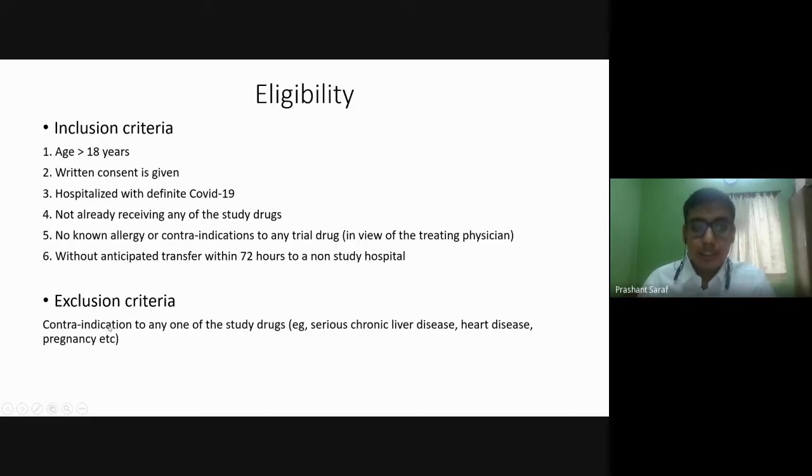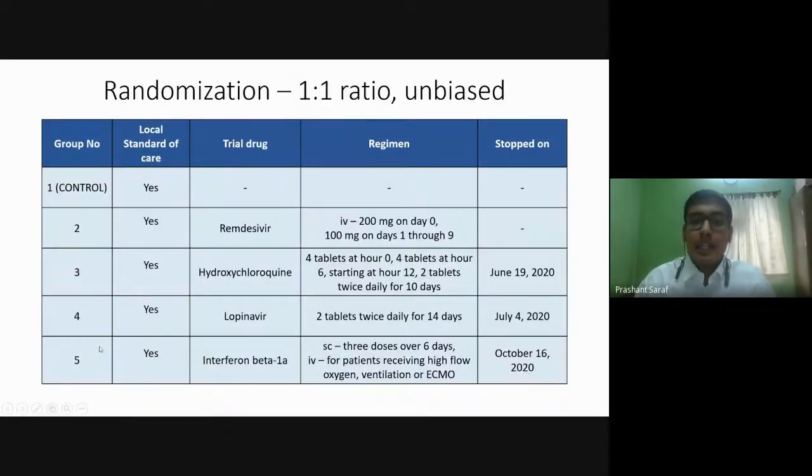The exclusion criteria: if there is any contraindication to any one of the study drugs, for example, chronic liver disease or heart disease or pregnancy, etc. Then coming to randomization, the randomization was 1:1. That means for every one patient who was allotted to any of the trial drugs, one patient was allotted to the control group. And this was unbiased. Unbiased means, as this trial was conducted over 6 geographical WHO regions involving more than 30 countries and 400 hospitals, that the control patient and the patient allotted to the trial drug group were both from the same hospital or the same country, to eliminate the biases of involving different countries and different hospitals.